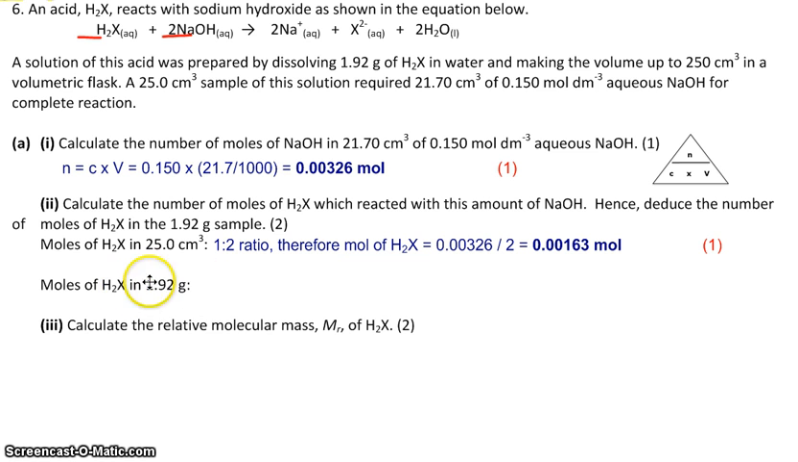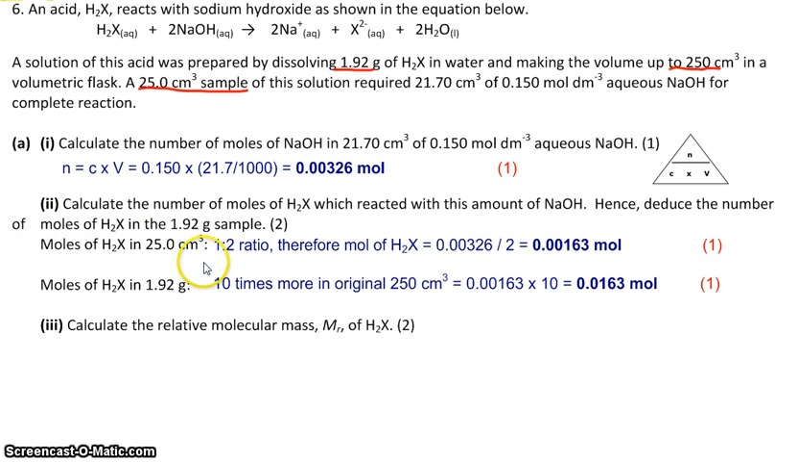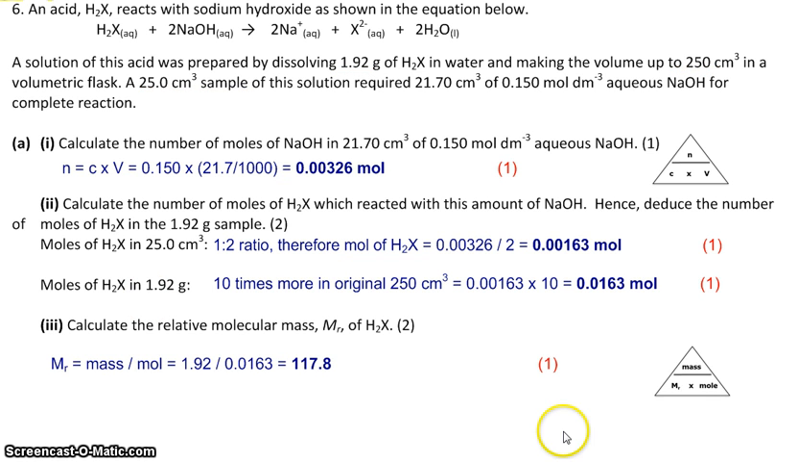And then to work out how to scale this up to what was in the 1.92 grams, you remember that we've taken only a 25 cubic centimetre sample from a much larger 250 cubic centimetre sample, so it's 10 times larger. So in 10 times the volume, there'll be 10 times the number of moles, which is 0.0163 moles. Then we have to calculate the relative molecular mass, and to do that we use this relationship here. Relative molecular mass is mass divided by moles. We know the mass is 1.92 grams, and we know the number of moles is 0.0163. Plug them in and you get 117.8.